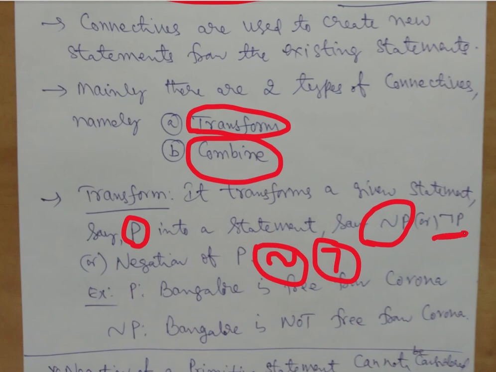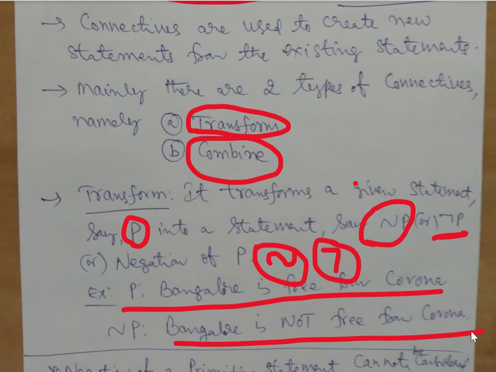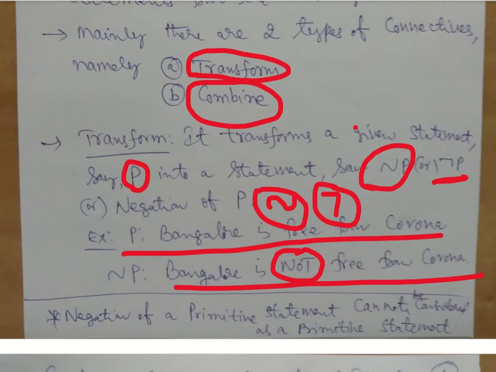When you transform P to negation P, we say that it is transforming the statement. For example, Bangalore is free from corona, let us say, then that is the statement. Then negation means Bangalore is not free. I am attaching not, so the meaning is totally changed, extremely reversed. So I am transforming the given statement into a new meaning, a new logical statement. Thereby I say this is a transform statement.